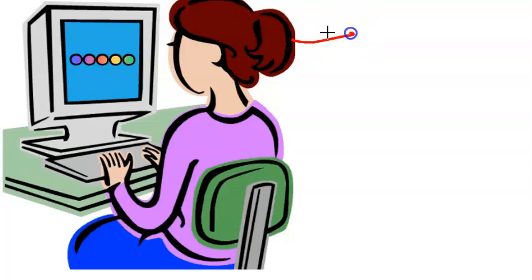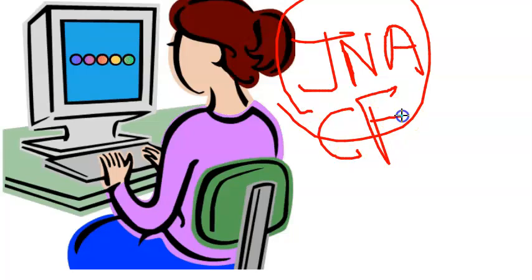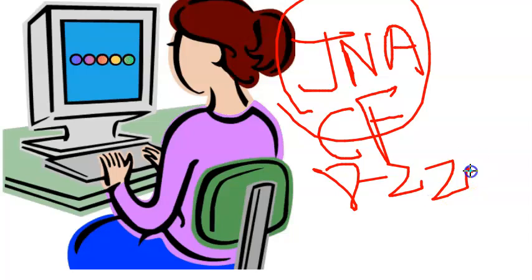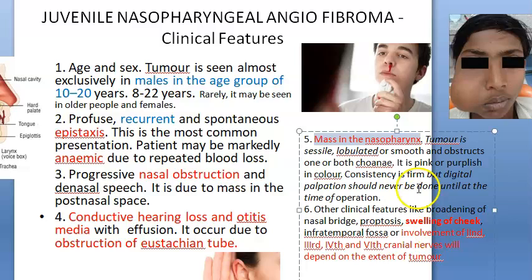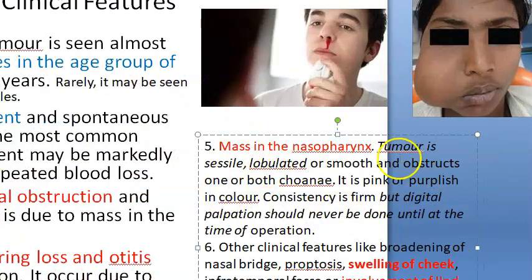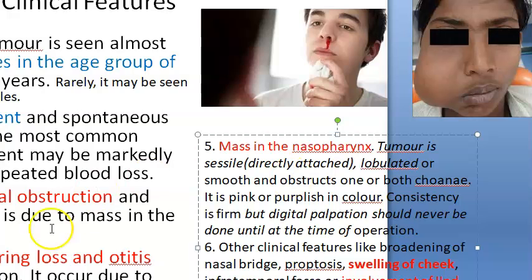How's it going, people? What are we looking at? Juvenile nasopharyngeal angiofibroma. So we're looking at the clinical features. Young males, right, 8 to 22 years, they're coming with recurrent epistaxis, anemia, conductive hearing loss, nasal obstruction, hearing loss, otitis media, all this are there, okay. Then there's a mass in the nasopharynx. So this tumor is benign, you know that, it is sessile, lobulated, smooth and obstructs one or both choanae. What do you mean by sessile? It's more like directly attached, right? So it doesn't have that peduncle. It's lobulated or smooth, okay, and it obstructs one or both choanae.